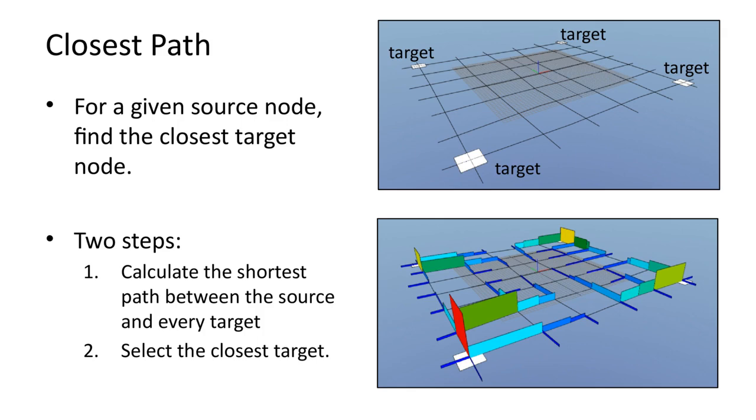Another common use case for multiple shortest paths is finding the closest node in a network, given a set of targets. For example, the targets may be a set of transport nodes. The analysis can then find the closest transport nodes for various points in the network. This type of analysis consists of two steps. The first step calculates the shortest path from each source to all targets. The second step then selects the closest target.